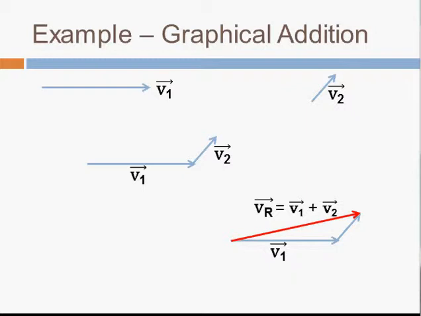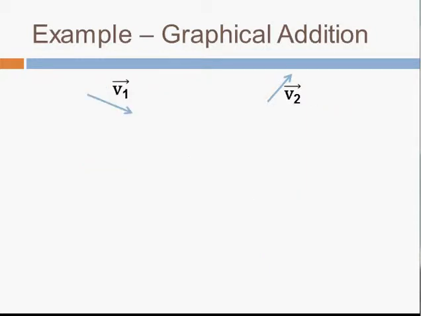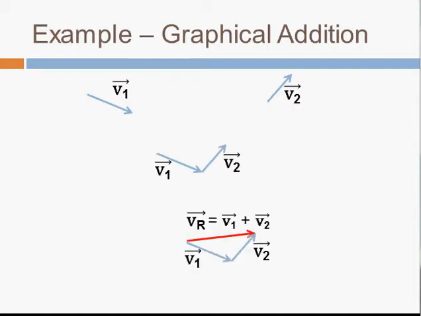Let's look at another example. Here we have v1 moving down and to the right, v2 is moving up and to the right. So if I add v1 plus v2, I draw v1, and then I place v2 at the head of v1, like so, and then I can draw my resultant. I start at the tail of v1, go to the head of v2, and that's what I have. So that's the idea of this graphical addition.